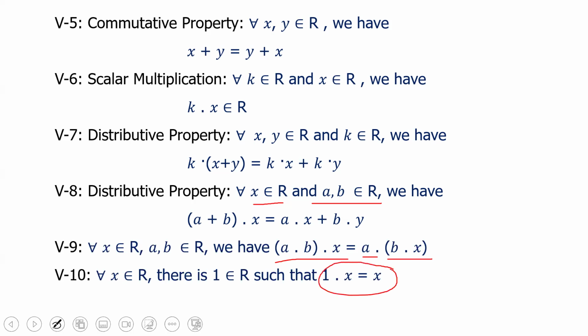So since all the 10 properties of being a vector space are satisfied by the set of real numbers, therefore the set of real numbers over vector addition plus and scalar multiplication dot is a vector space. Since the set of real numbers is a vector space, therefore all the real numbers are called vectors.